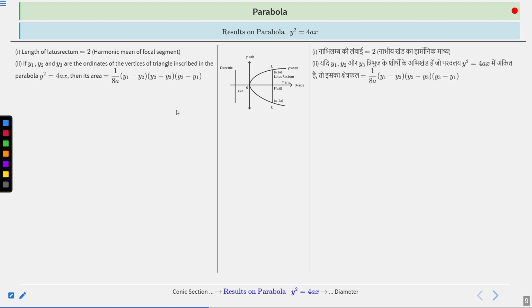If y1, y2 and y3 are the ordinates of the vertices of a triangle inscribed in the parabola y² = 4ax, then its area is equal to 1/(8a) times (y1 − y2)(y2 − y3)(y3 − y1), right? Got it?